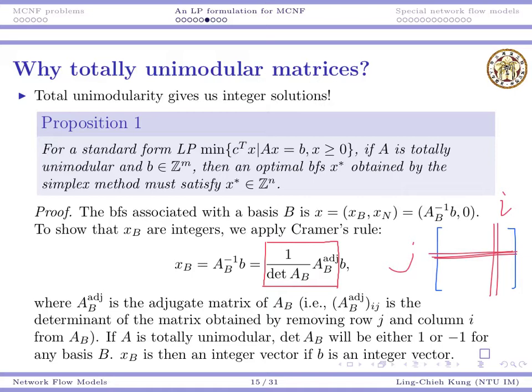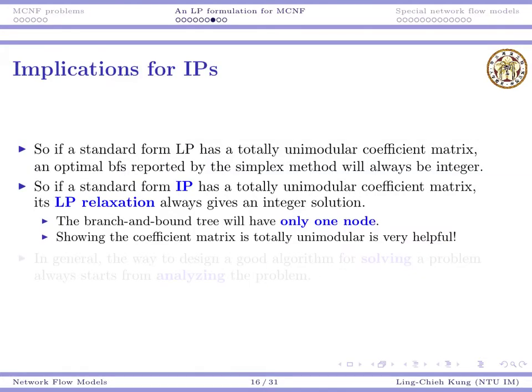Okay, that's how we prove that the optimal basic feasible solution must be an integer, as long as A is totally unimodular and b are integers. So, if you cannot understand fully the proof, somehow that's fine. Just try your best. But at least you need to memorize the conclusion. If a standard form linear program has a totally unimodular coefficient matrix, an optimal basic feasible solution reported by the simplex method will always be an integer.